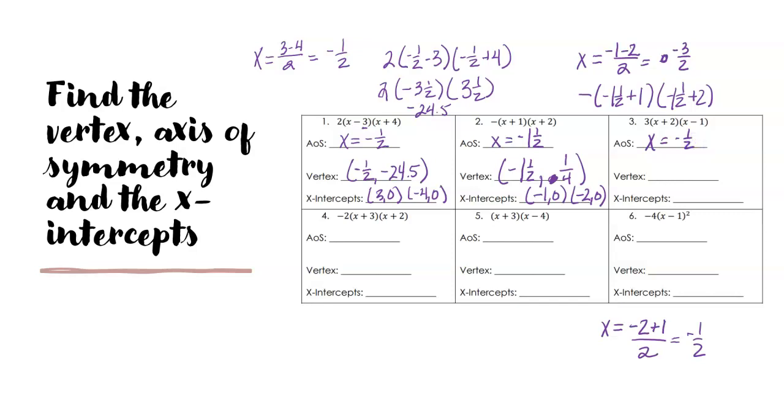Now I'm going to use that for my x coordinate in my vertex to get my y. I'm going to plug that into the equation. So 3 times negative half plus 2 times the quantity of negative half minus 1. All that gets me negative 6 3/4. The x-intercepts are opposite of p and opposite of q.